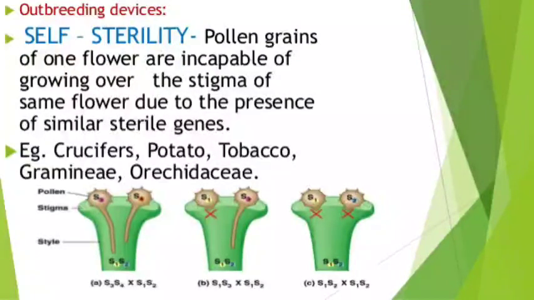And the next type of outbreeding device is called self-sterility. In this case, even if pollination in the same flower has taken place, that will not result in the growth of the pollen tube. This means that the plant can recognize its own pollen grain and it will prevent the further growth of the pollen grain.